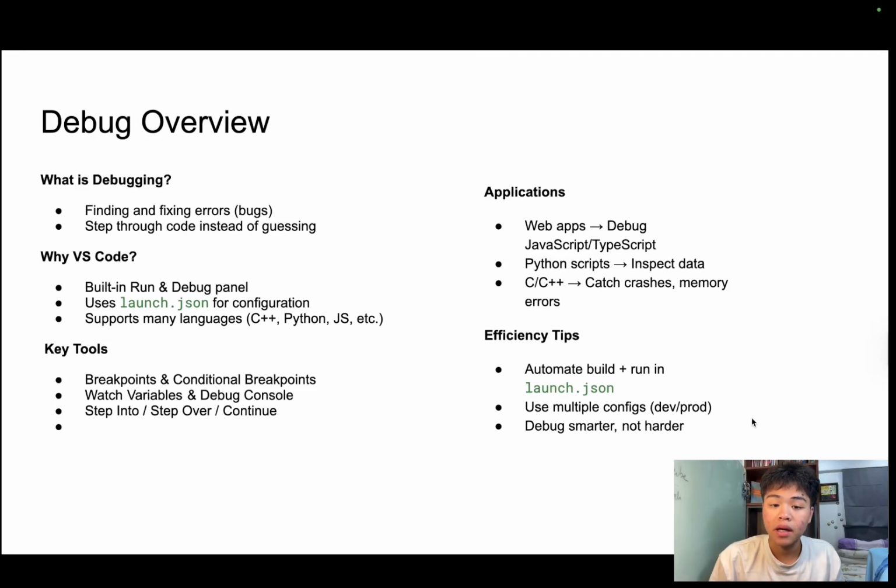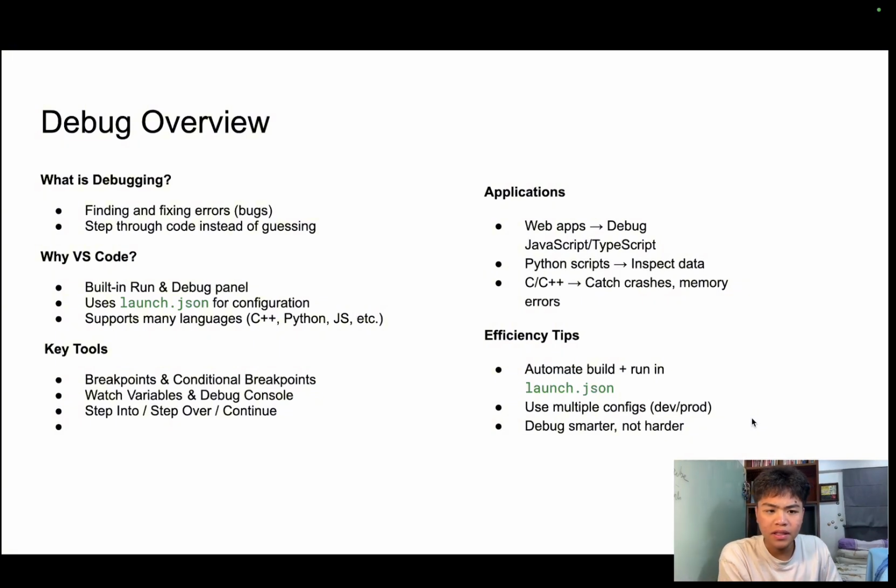Hi guys, welcome back. Today I'm going to show you how to debug in Visual Studio Code using JSON configuration files. We'll go over what debugging actually means, why it is super important, and how you can set up for maximum efficiency.